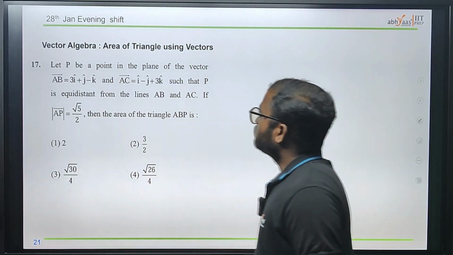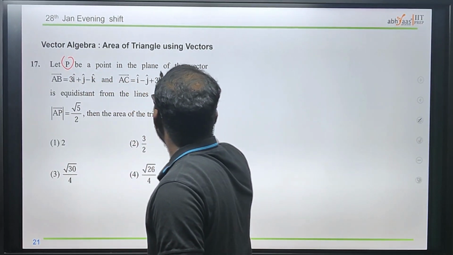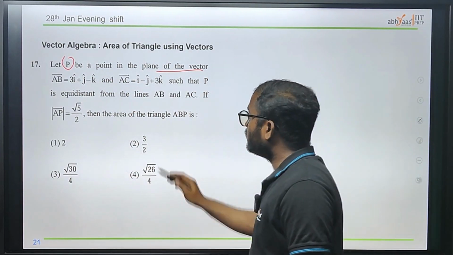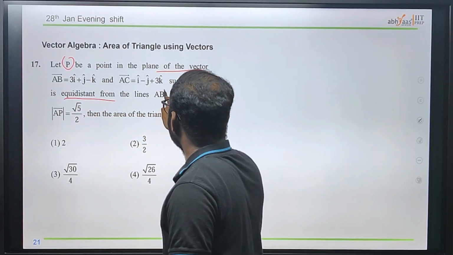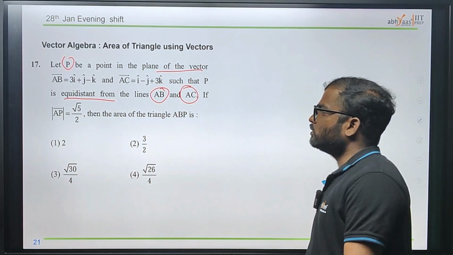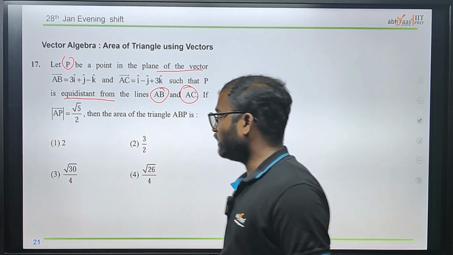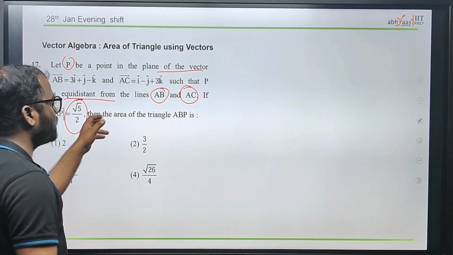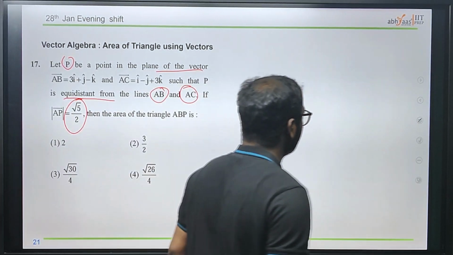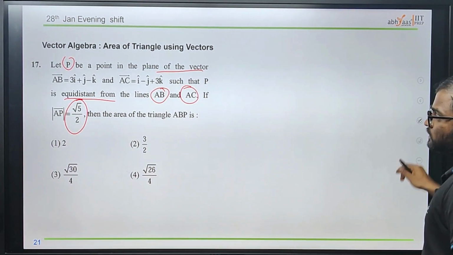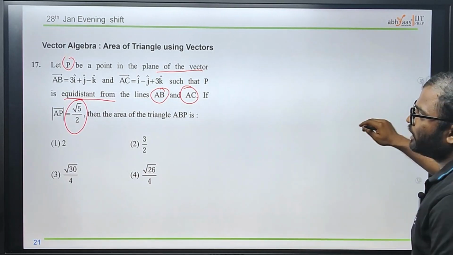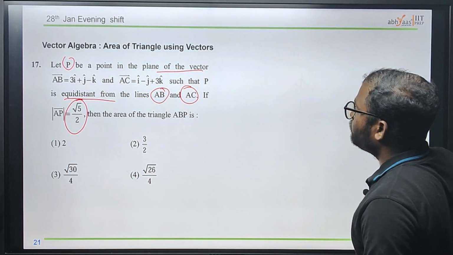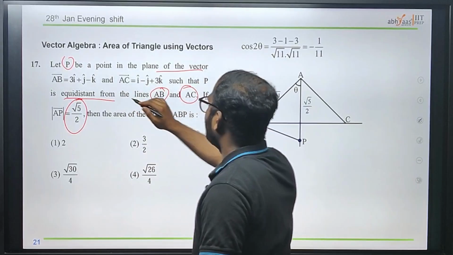Now, area of the triangle using vectors. P is a point in the plane of the vectors. They given AB vector and AC vector such that P is equidistant from the AB and the AC. Now if the magnitude of AB is root 5 by 2, then what is the area of the triangle ABP? See here, they given a plane, and point P is a point in the plane, and the vector AB is equal to 3 i bar minus j bar.